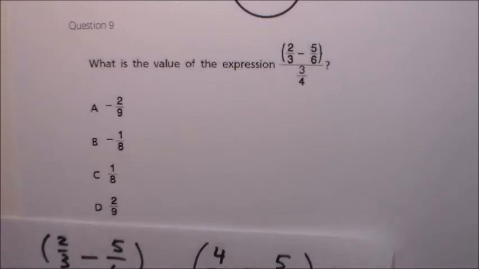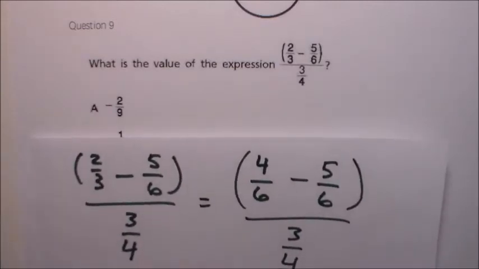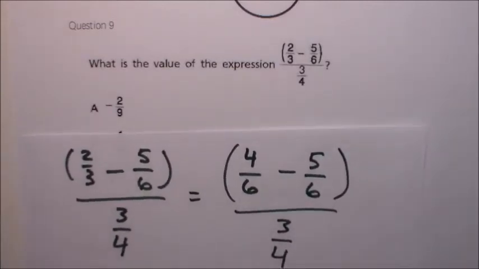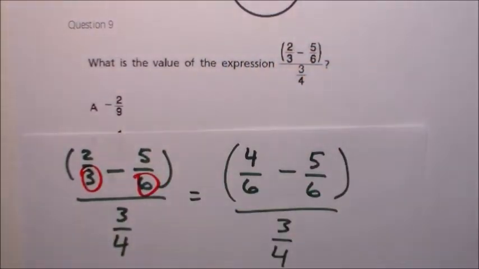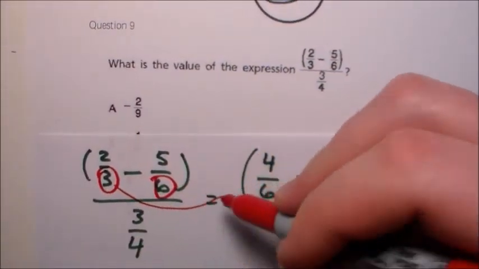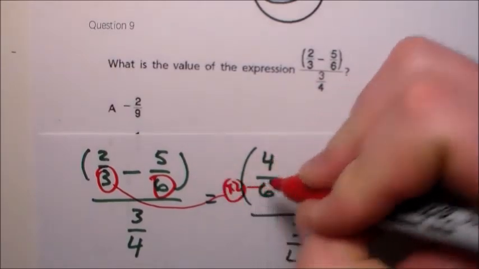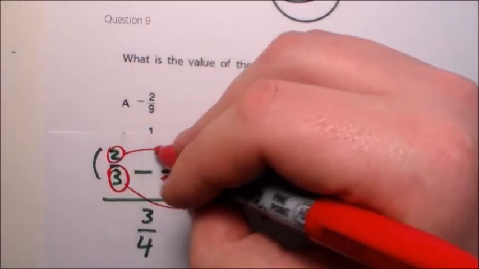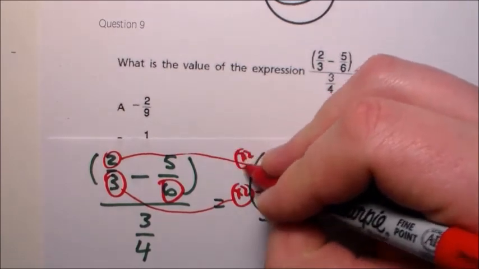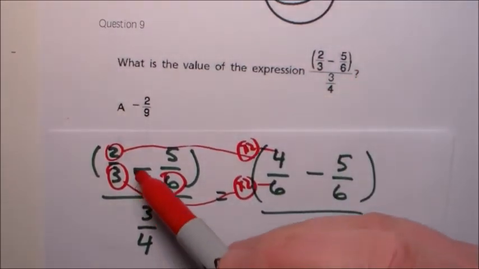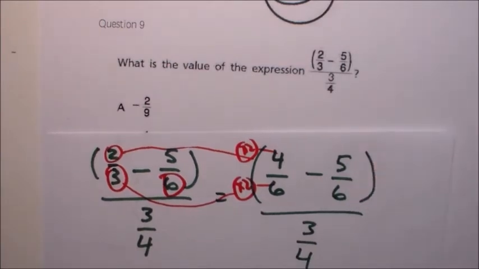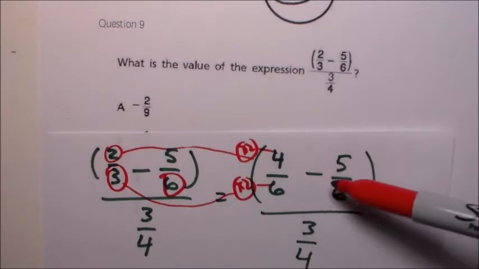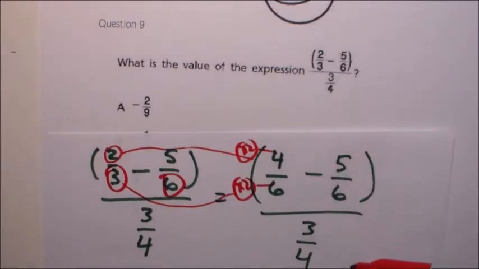All right, so where do we start? Let's start by saying 2/3 minus 5/6 needs a common denominator for these guys to talk to each other. And we know that 3 times 2 gets us 6, and 2 times 2 gets us 4. So we're just going to change 2/3 into 4/6. And that way they can talk to 5/6 more easily. And we have 4/6 minus 5/6 all divided by 3/4.